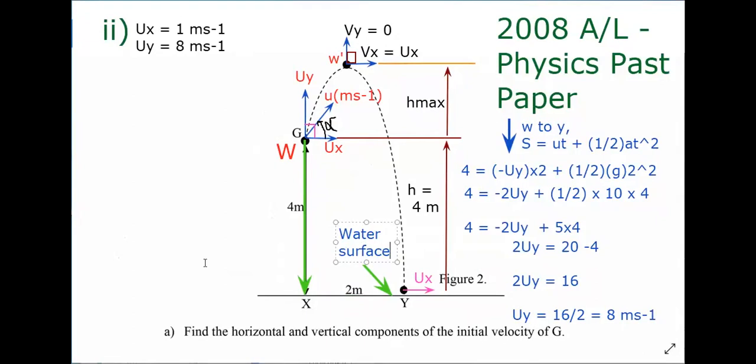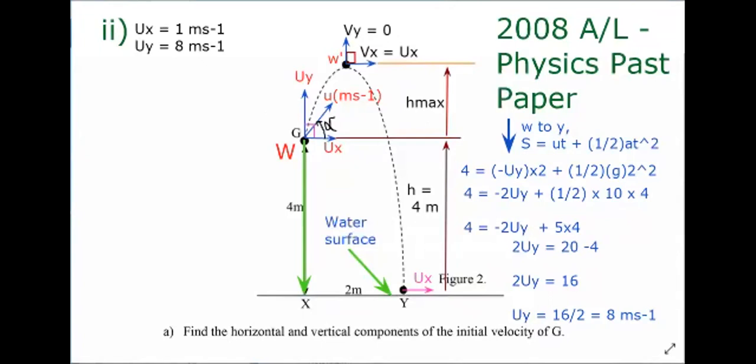Right. Now we want to find H max. But they ask the maximum height reached by the buoy from the water surface. It means we should find this height starting from this point. So the total height is asked. We know this part is 4 meter, and this is H max. So if we are able to find H max, then H max plus 4 meter is the total height reached by the buoy from the water surface. So very simple.